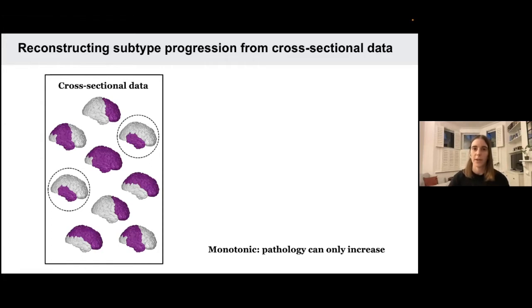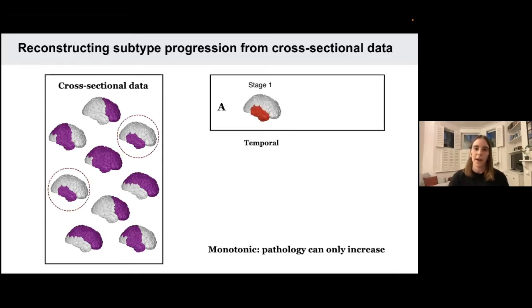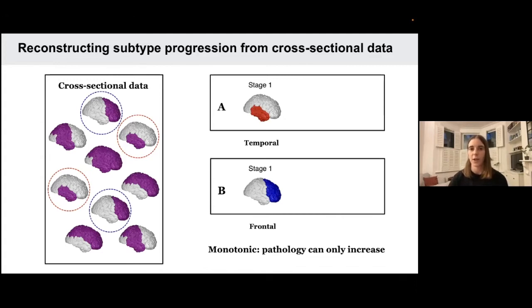So again, if we go through this example, we see that there are some individuals with just temporal lobe atrophy. So we can infer that there's a disease subtype A that starts in the temporal lobe. But in this data set, we also have individuals with just frontal lobe atrophy, but they don't have any temporal lobe atrophy. So these individuals don't match with subtype A because they don't have any temporal lobe atrophy. So we can use these individuals that have frontal lobe atrophy but not temporal lobe atrophy to infer that there's a second subtype B that starts in the frontal lobe.